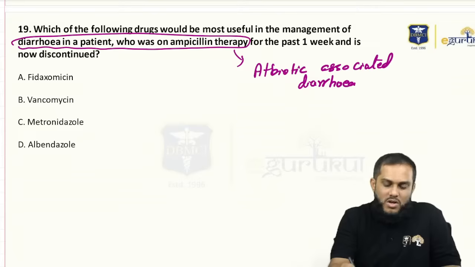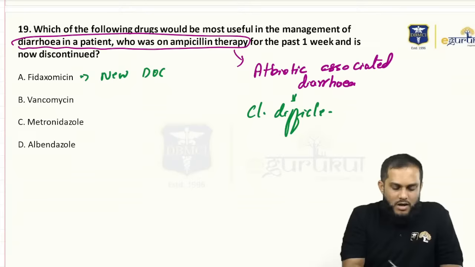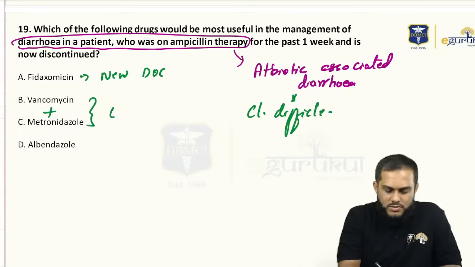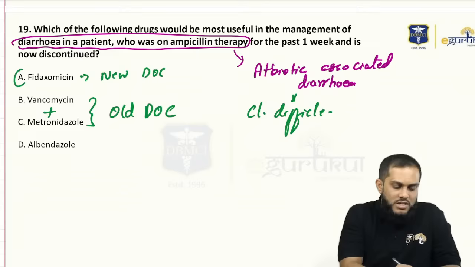And the new drug of choice is fidoxomicin. Earlier it was vancomycin with metronidazole. Sir, earlier we used to treat Clostridium difficile with vancomycin and metronidazole, right? Earlier, or you can say old drug of choice. Okay, the old drug of choice or treatment of choice, vancomycin plus metronidazole. The new treatment of choice is fidoxomicin. That's why the answer is A, fidoxomicin.